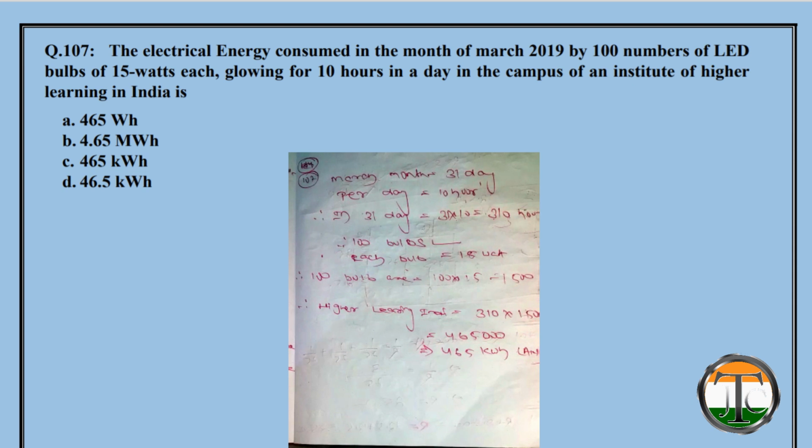So you can easily calculate the total power consumed in the month of March. So your option C is the right answer, that is 465 kilowatt hour.